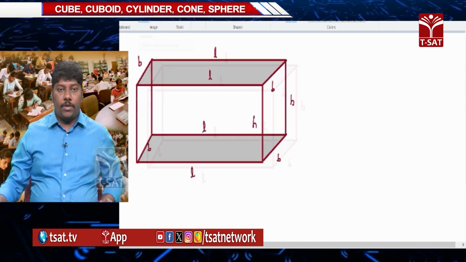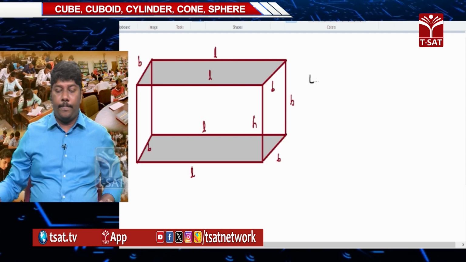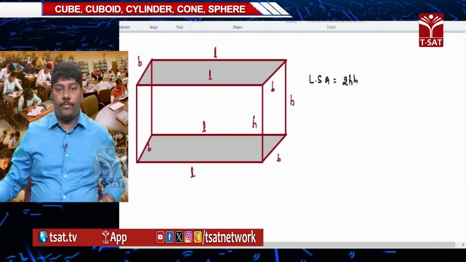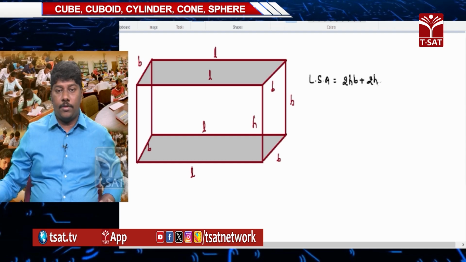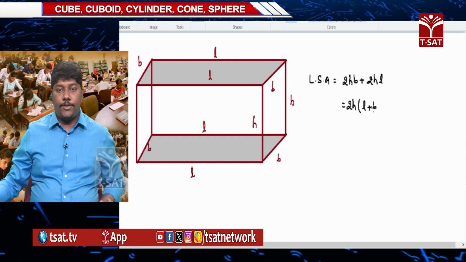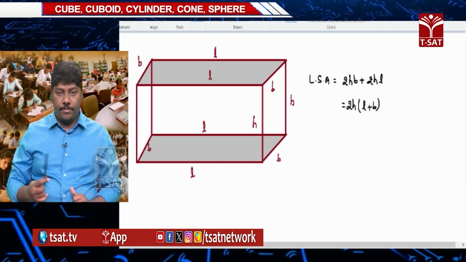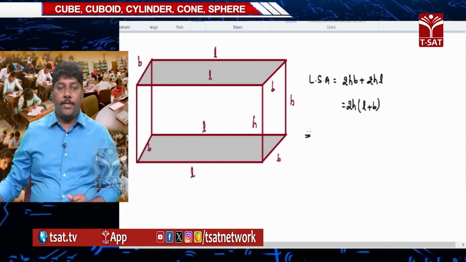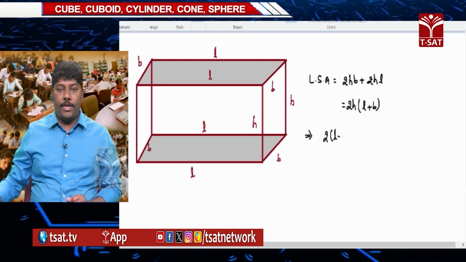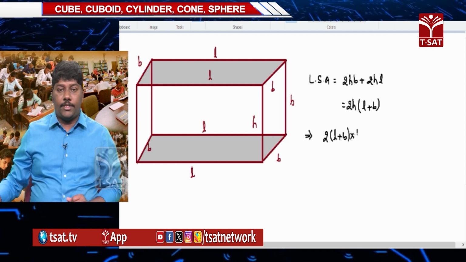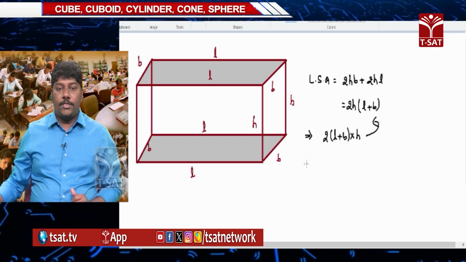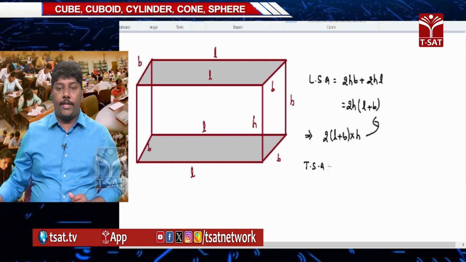So, if you look at the lateral surface area, there are 2 HBs, there are 2 HLs. If you take 2H common, which is L plus B, or else you can call it a rectangular prism. What is a prism? For a prism, what is the lateral surface area? Base perimeter, that is 2 into L plus B, the rectangle, into height. It is the same. Now, when it is a total surface area, you need to add 2 rectangle areas.